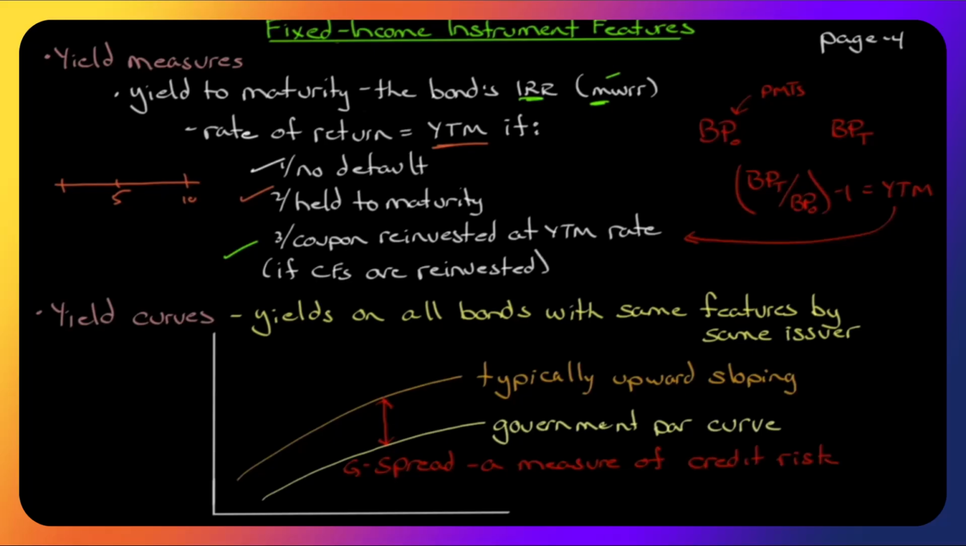Coupons are reinvested at the yield to maturity rate, so that there is no default. You're going to hold the bond to maturity. Your rate of return will equal the yield to maturity on the bond if you can reinvest the coupons at the yield to maturity rate. And look what I write in brackets here: if the cash flows are reinvested. If the cash flows are not reinvested, your rate of return will equal the yield to maturity exactly, because yield to maturity is the IRR, which is a money-weighted rate of return.